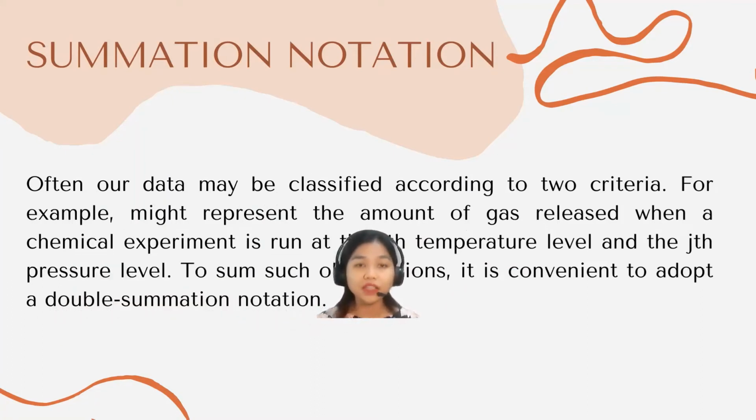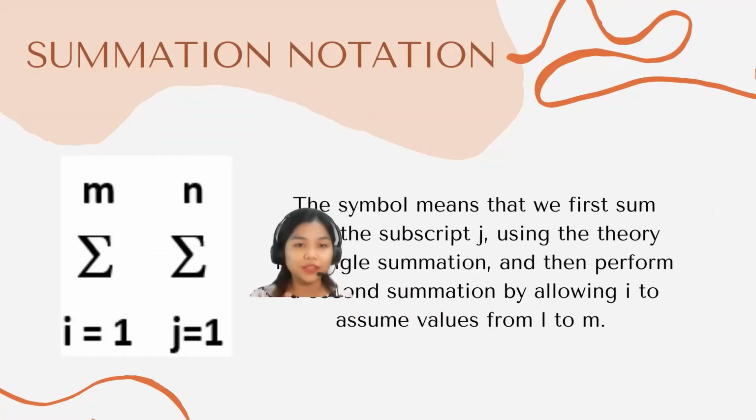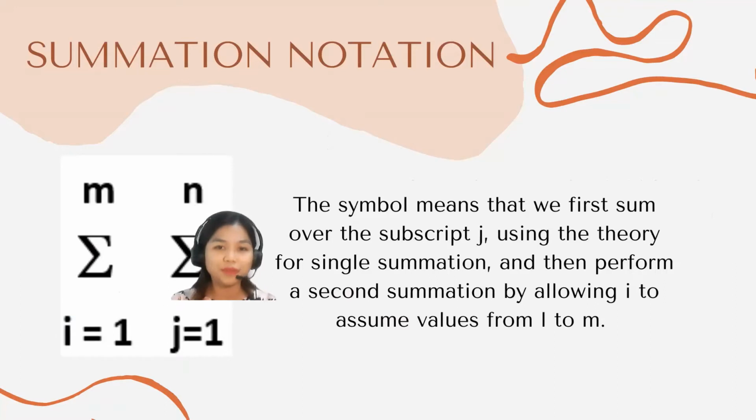Because try to imagine we are trying to check on the amount of gas release in a chemical experiment. And there are two factors affecting the amount of gas release. First is the ith level, which is the temperature. And the second one is the jth level, which is the pressure level. So we also can encounter this in some literatures. So this is actually double summation.